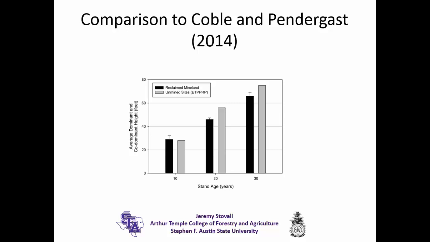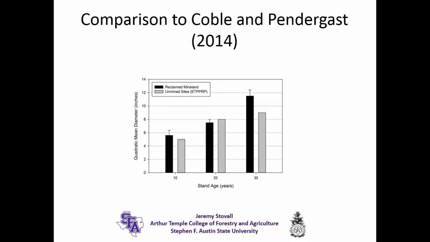This is not all the data on mine lands. The way they put out these reports for the non-mine lands, it's at age 10, age 20, age 30. So what Jeremy did here is he found the 3 or 4 stands he had near age 10, the 3 or 4 stands he had near age 20, and the 3 or 4 stands he had near age 30. So this is a subset of our whole data. But if you look at height growth, fairly similar results there versus non-mine lands.